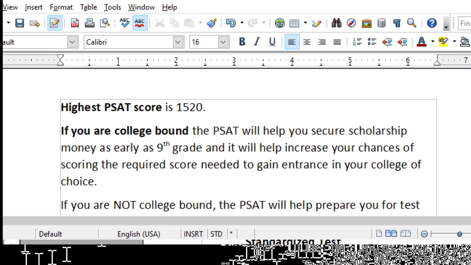So if you know that your goal is to go to college, then you should take the PSAT every time that it's offered for free. Take it every single time. So that by the time you're in the 11th grade and you have to take the real SAT, and you have to submit the real SAT score to your college of choice, you will have the highest score possible.